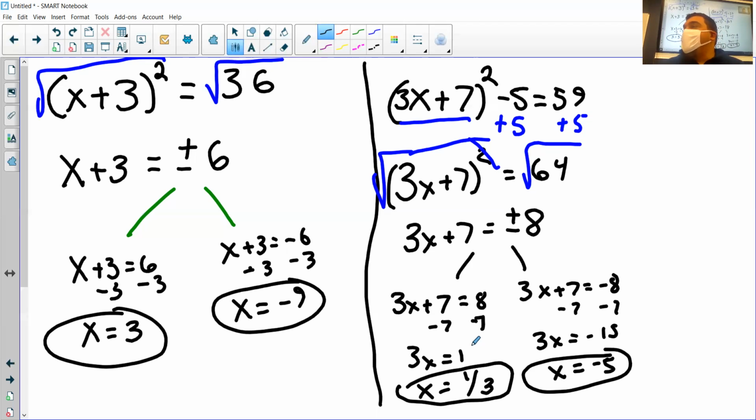Because it's 3x, so I gotta get x by itself. All right, any other questions? Everyone, try this one by yourself.